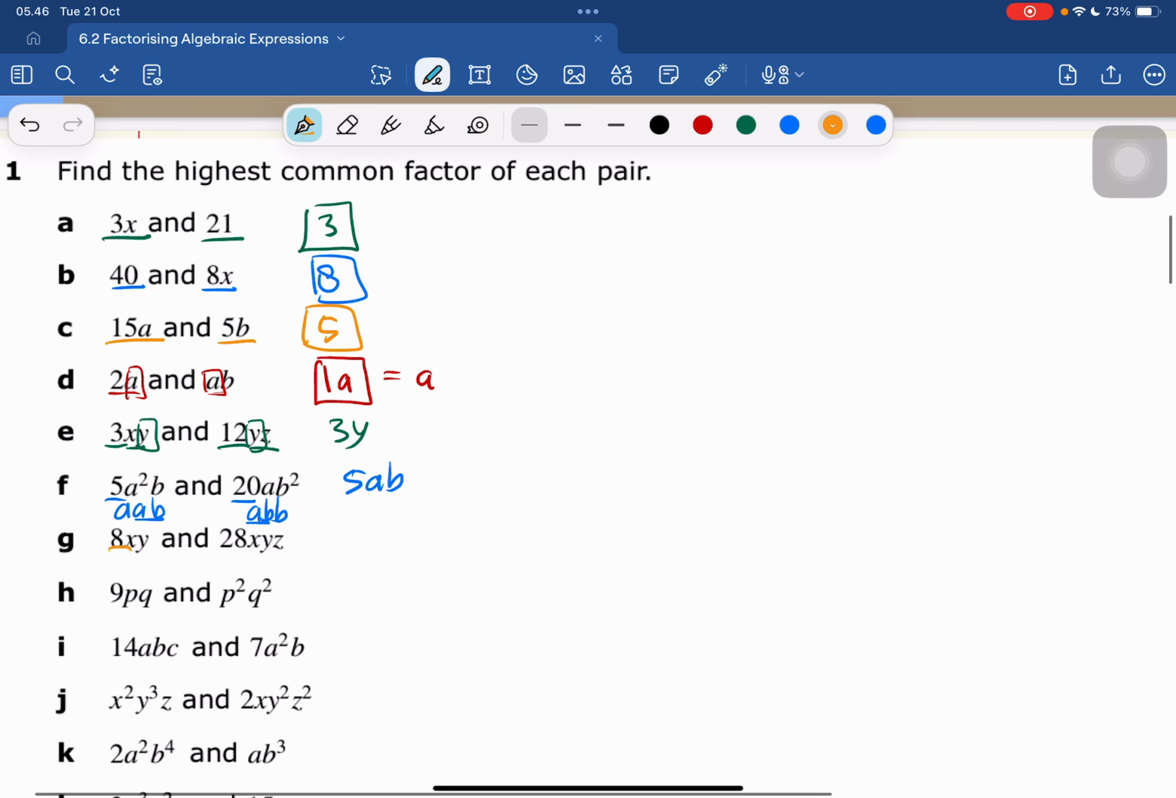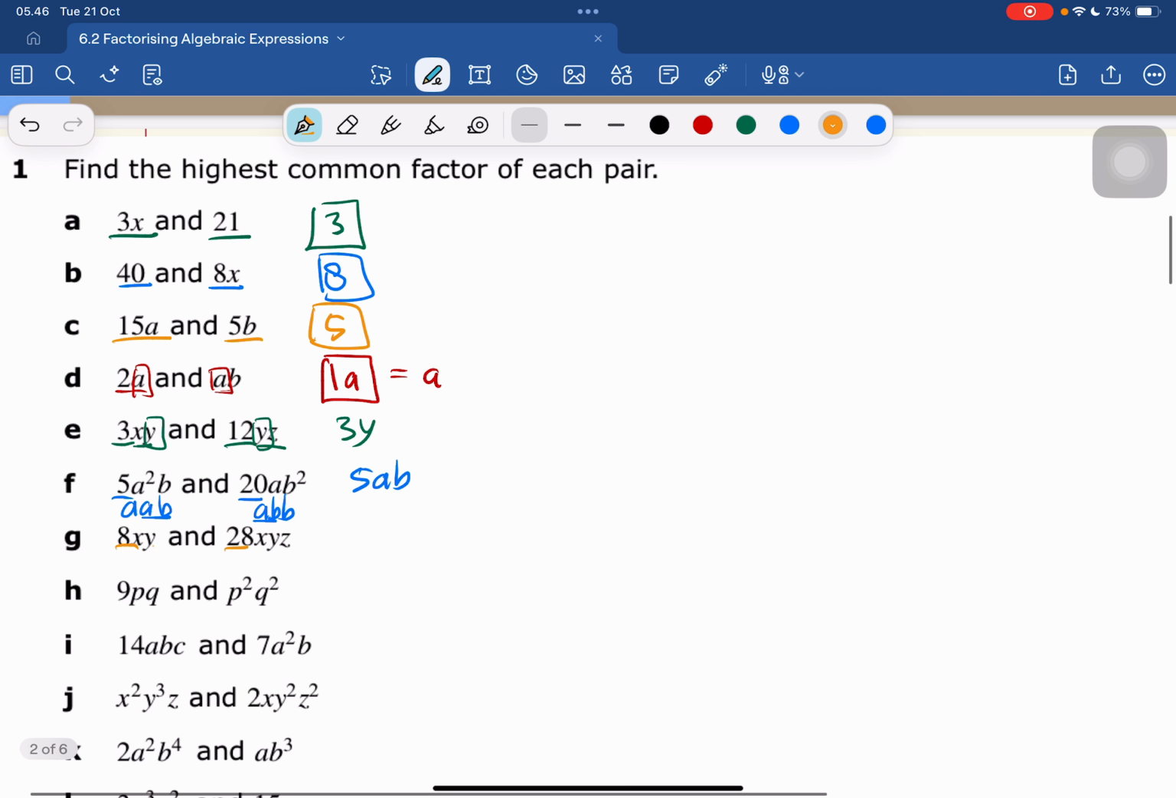Next, we've got 8 and 28. We need to find the highest common factor between 8 and 28. So let's start. Is 8 the highest common factor? No, 8 is not a factor of 28. So let's start with 4. Yes, 4. So this is 4. And then xyz, so the highest common factor is xy.